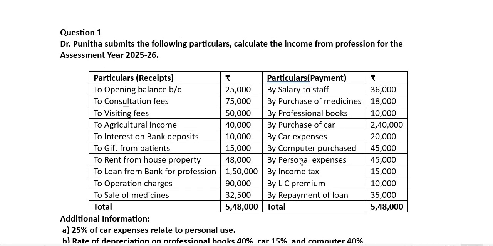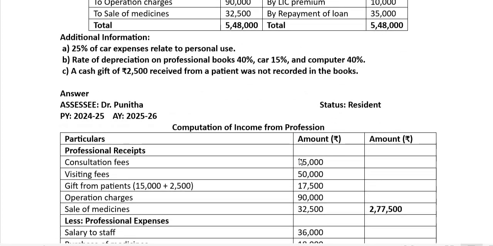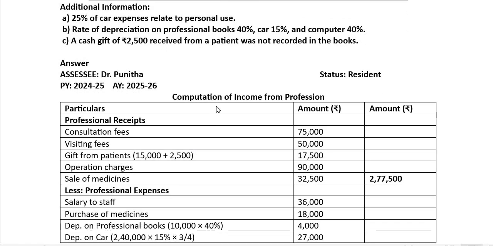In this video, I am going to discuss how to calculate income from profession of a doctor. Before looking into the sum, we will check the format for calculating income from profession. So you should give the heading. You can write assessee name, his status, previous year and assessment year.